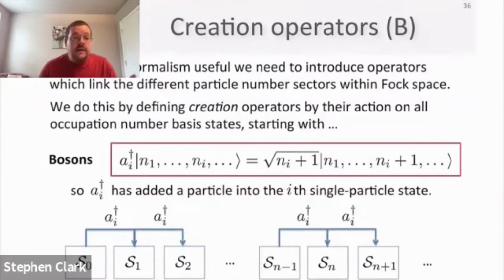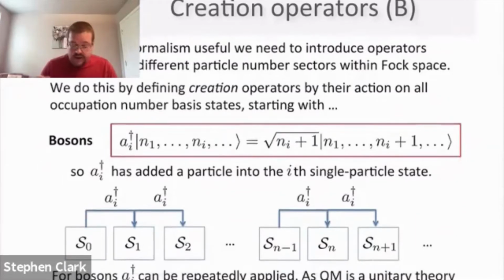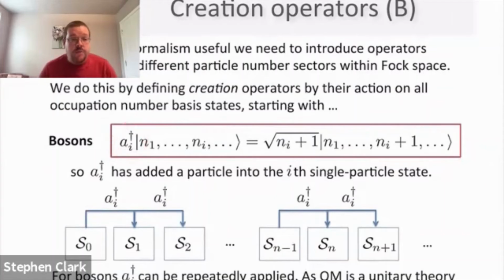All right, let me quickly introduce the tools which I know you've all heard of before, which is creation and annihilation operators, but using the kind of language that I've been developing here. So it's easiest to deal with bosons first, because bosons basically are just harmonic oscillators, is the moral of the story. You define a creation operator on a bosonic mode, on a particular mode i, as being the one that just simply adds one particle to that occupation number, and multiplies it by the root of n_i plus 1.